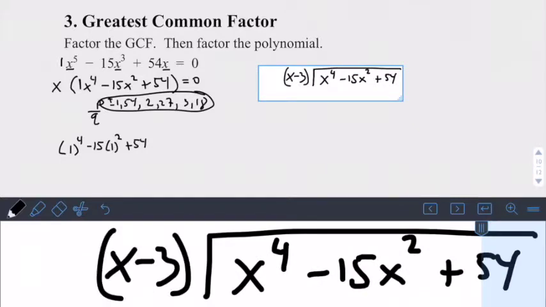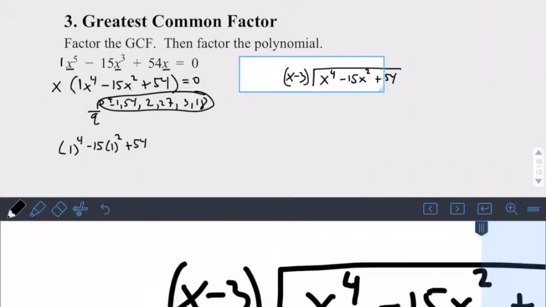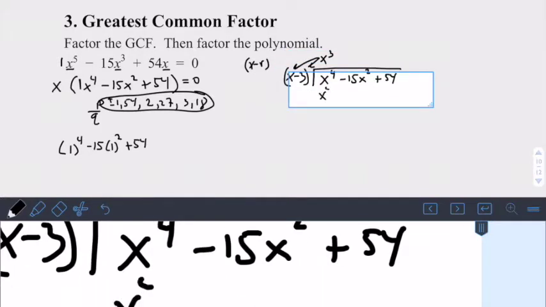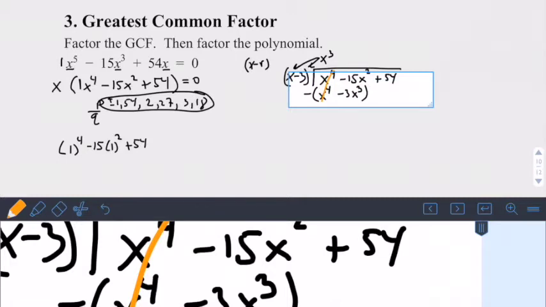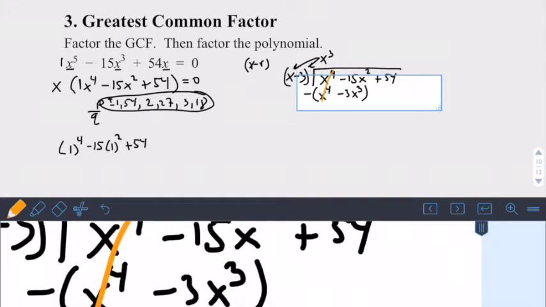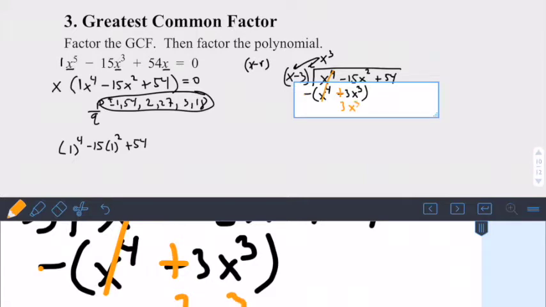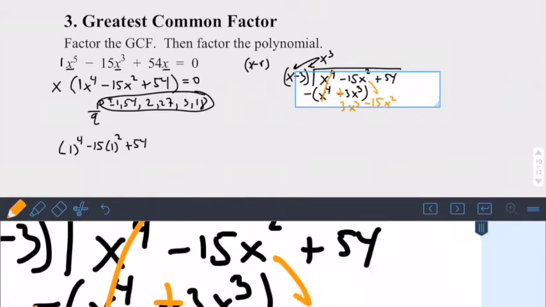So that's 3 as a root, right? Remember we write it as x minus the root. So I multiply by x cubed to both. And I subtract. This cancels. Those are not like terms. Negative, negative makes this positive. 3x cubed minus 15x squared. I just brought that down.